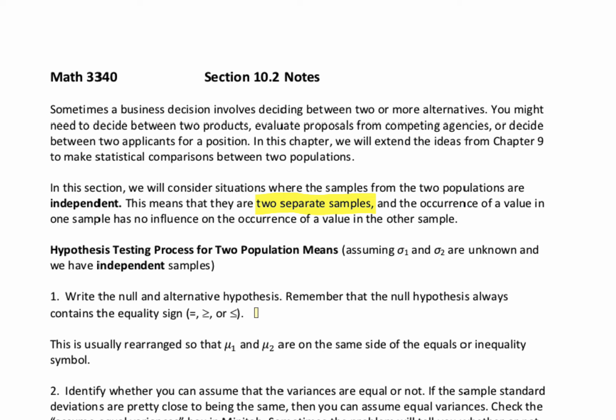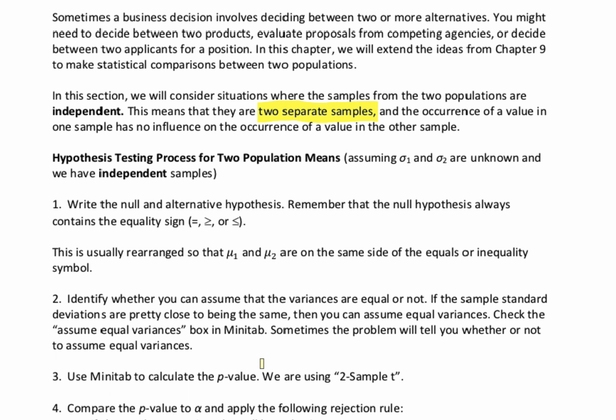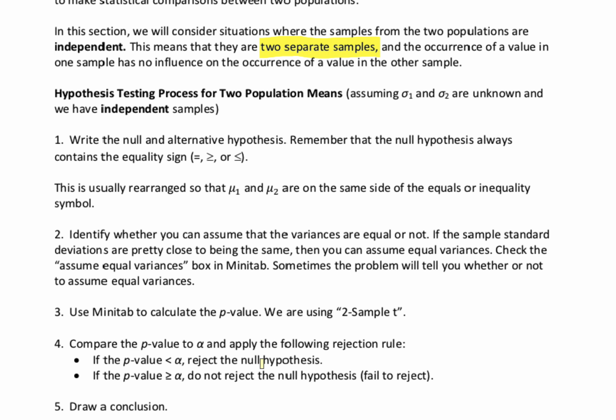So just like before, we're going to start by writing our null and alternative hypothesis. Null hypothesis always contains the equality and the alternative is the inequality. That hasn't changed. What we're going to do is we're going to have our mu1 and mu2 on the same side of the equals or inequality symbol, and we'll see how we get that in a minute. So we have our two samples. We need to keep track of which one is which. That's kind of the tricky part about these problems. So we're going to have mu1 for one of our samples and mu2 for the other sample.